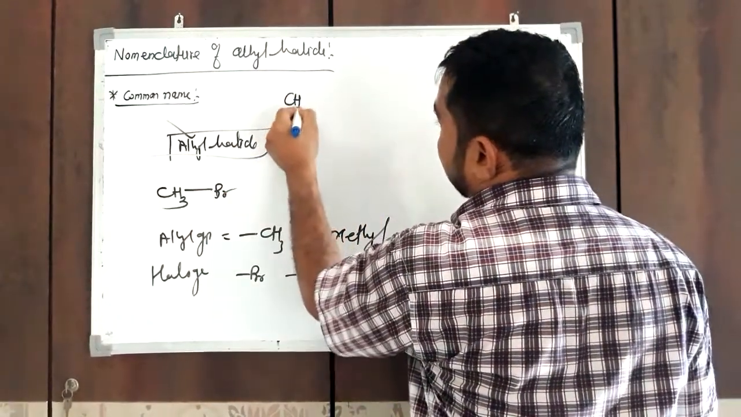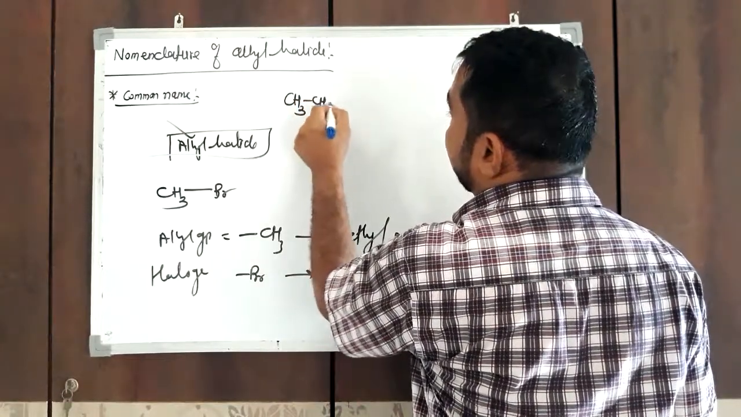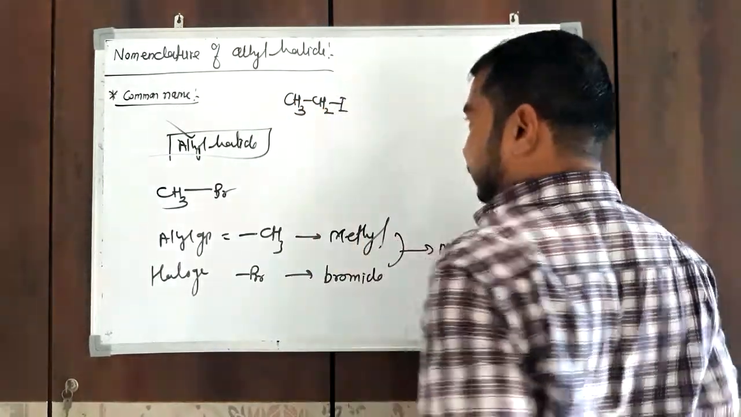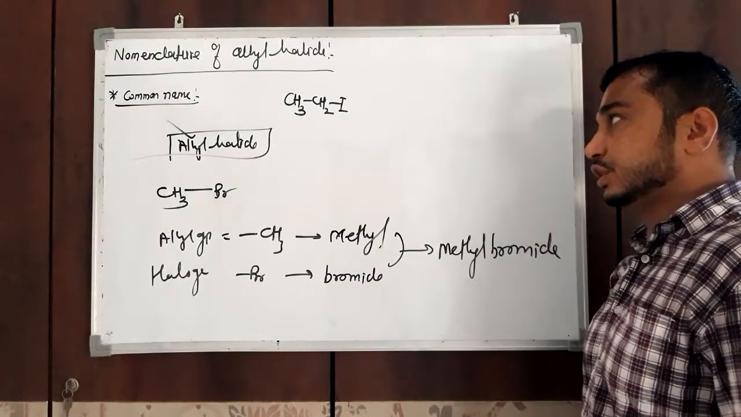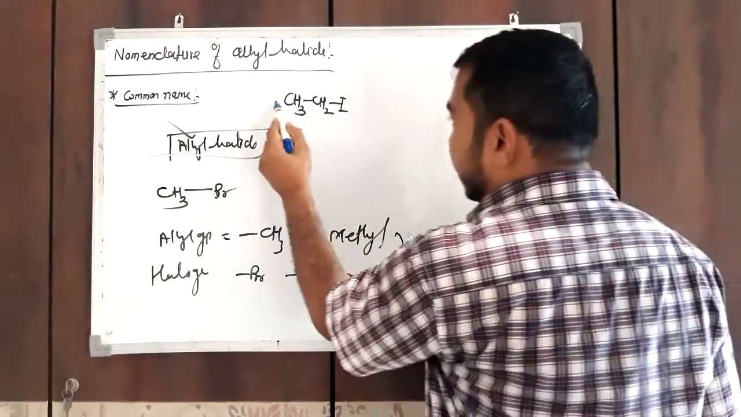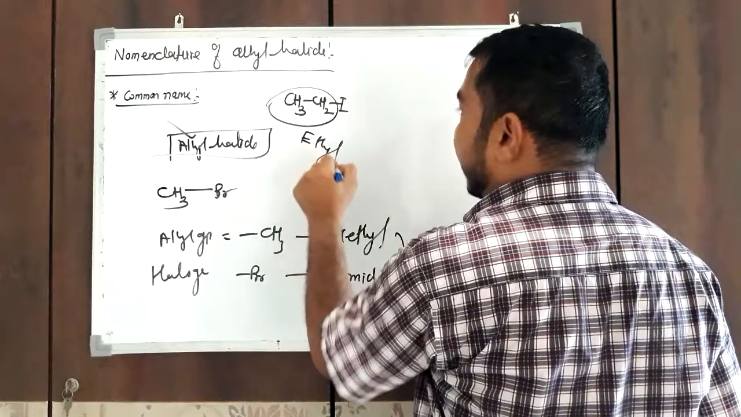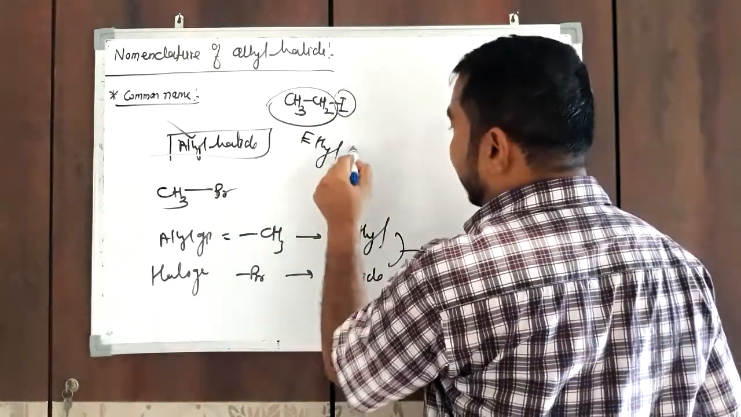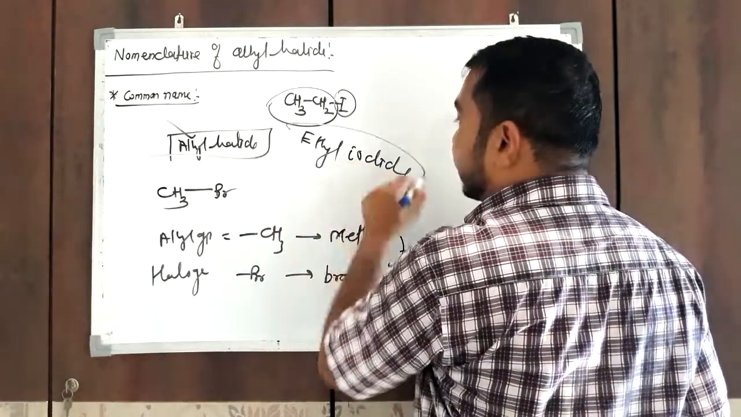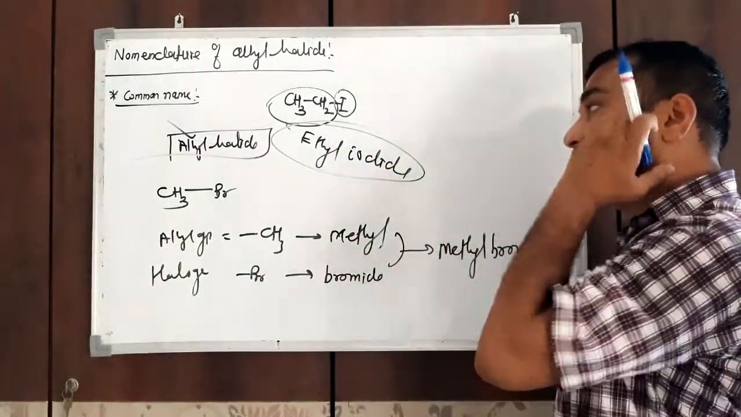Similarly, CH3CH2I. In this compound, this is the alkyl group. Its name is ethyl, and this is iodine, means iodide. So ethyl iodide is a common name.